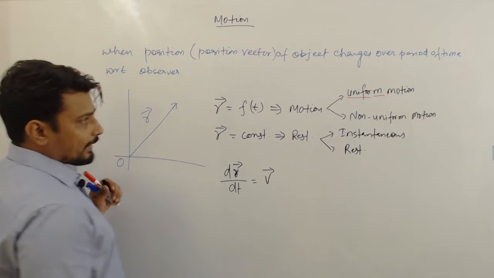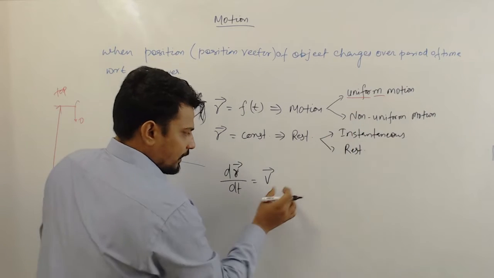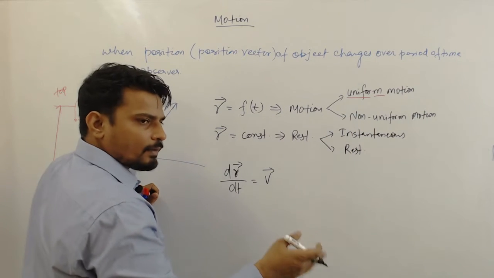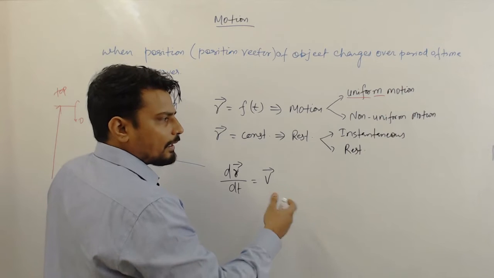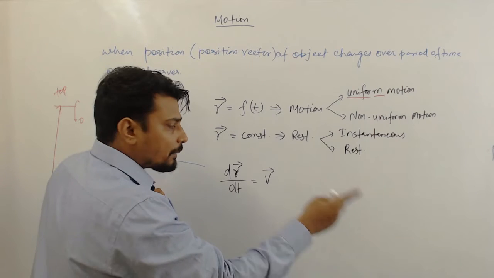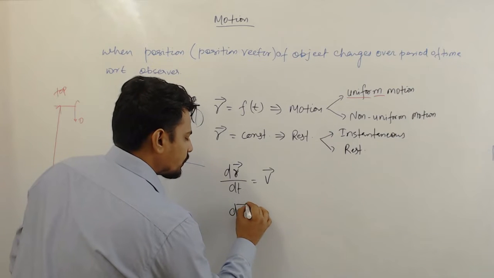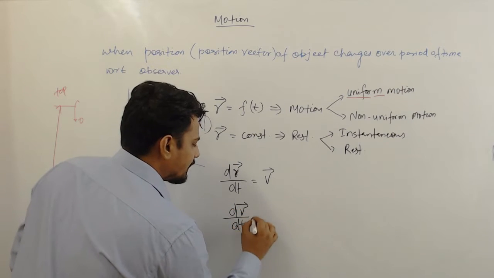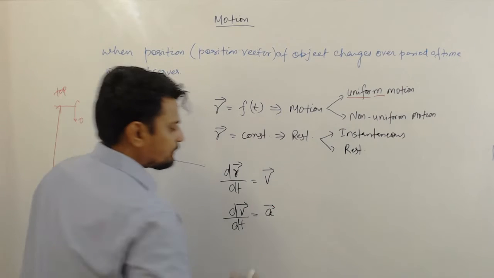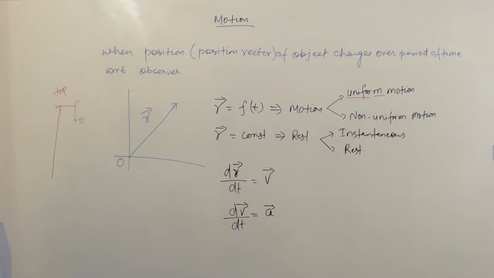Now, there is going to be a case when we have non-uniform motion, where even the velocity would change. That's why in the same time it can cover non-equal distances. It means velocity is changing. So there must be something which tells you about the rate of change of velocity, and my dear, that is called acceleration.